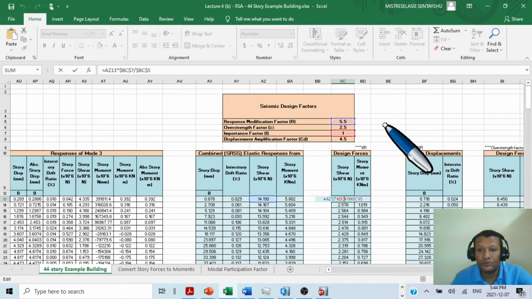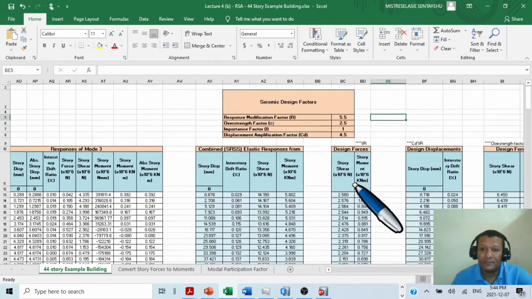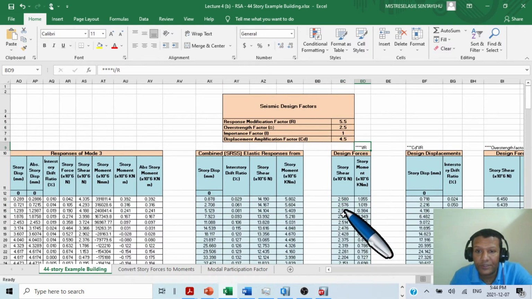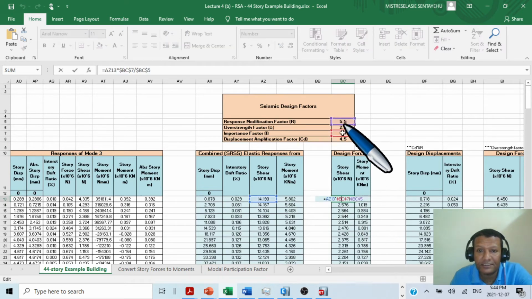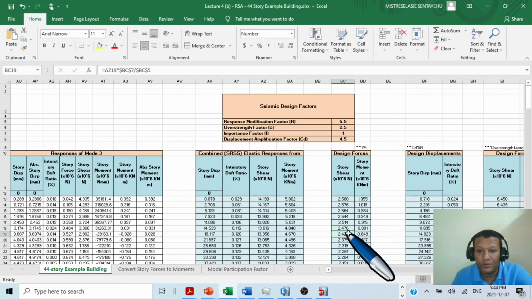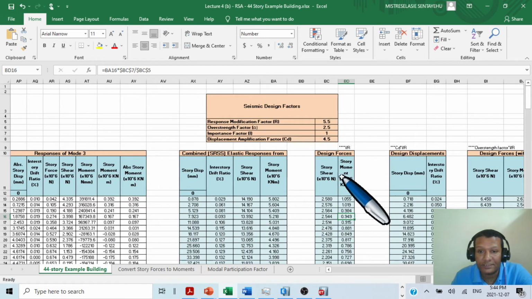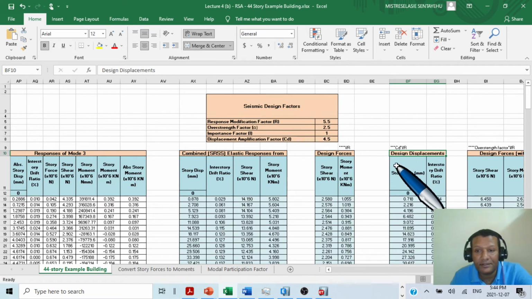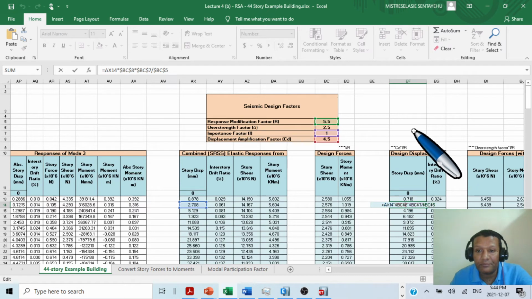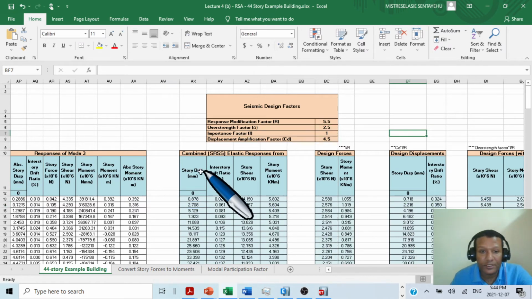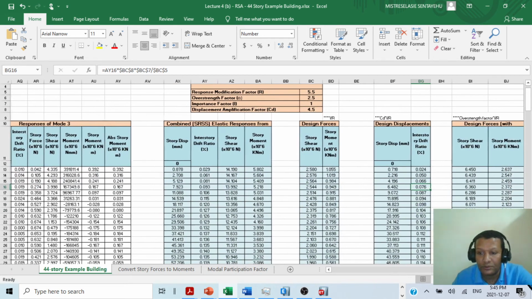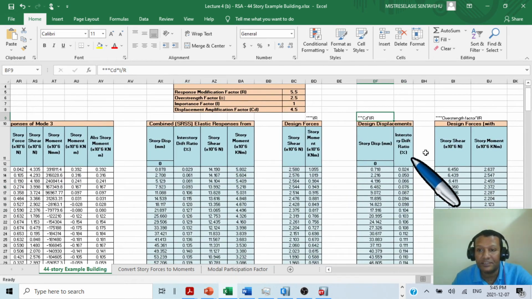This is for inelastic consideration. So we multiply by I over R, and then we will find the design forces and design moments. And displacement also, Cd times I over R. This is also as per the code. We will multiply all the story displacements and inter-story drifts, anything which is related to displacement, by this one.